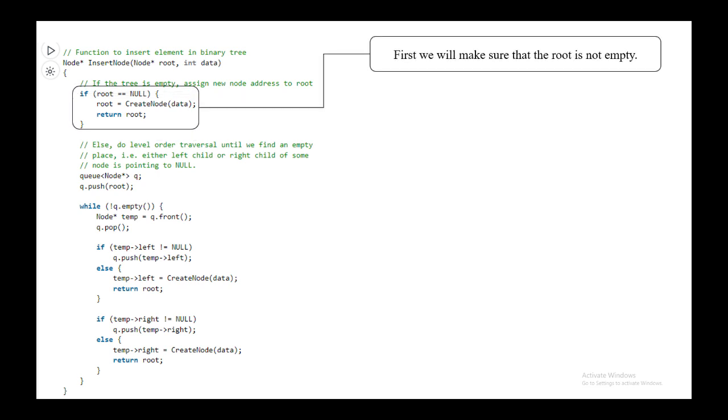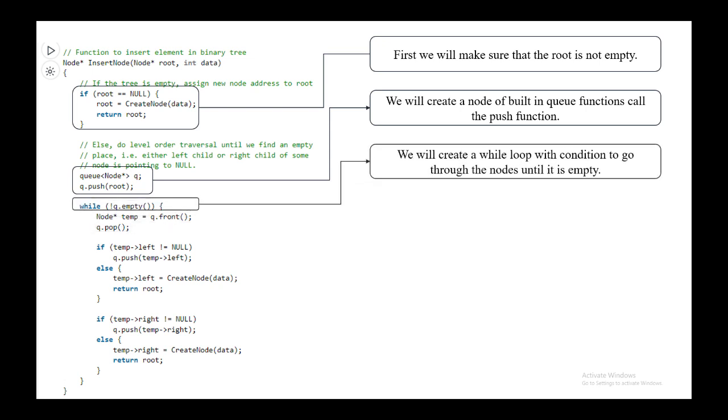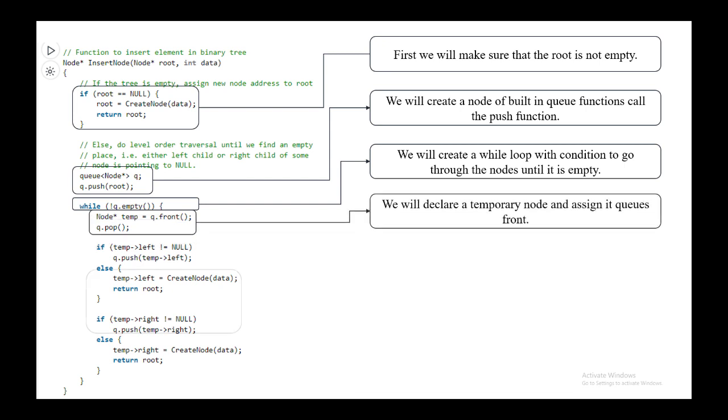In this step, we are making sure that the root is not null, and if it's null, then we will assign it some value. In this step, we will create a node of the built-in queue function and call the functions of the queue such as push. In this step, we will create a while loop and go through all the nodes until the condition is met. In this step, we will create a temporary node and assign it the front of the queue.